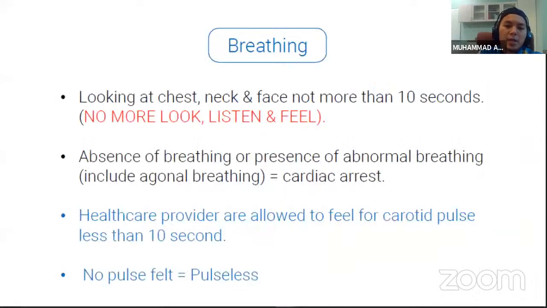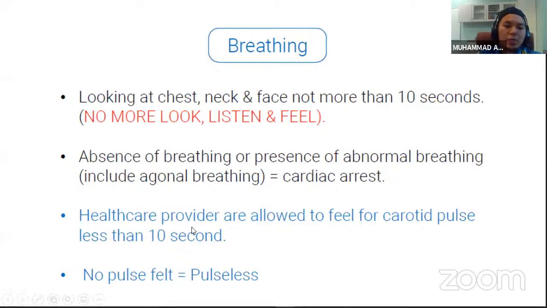All right. And then look for breathing, just by looking at the chest, neck and face, not more than 10 seconds. You should be able to see any chest rise or not. Previously, we had look, listen, and feel. Now we don't, in AHA they removed this. And if there is absent breathing, or you notice abnormal breathing, agonal breathing for example, it is equal to cardiac arrest. Or if the patient is gasping, it can be considered that you need to perform CPR for cardiac arrest.